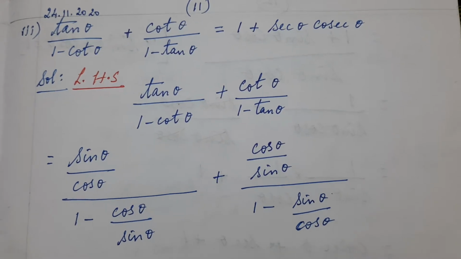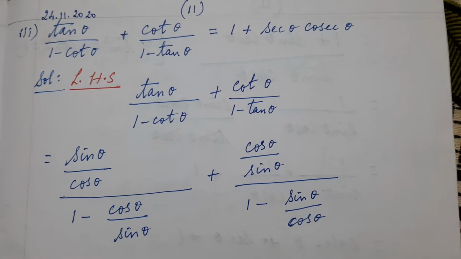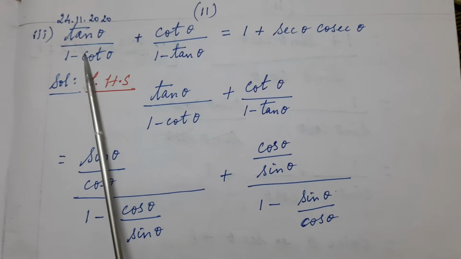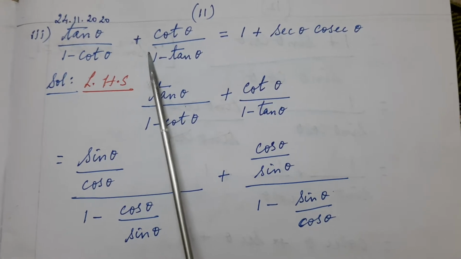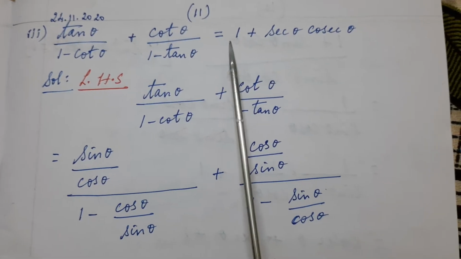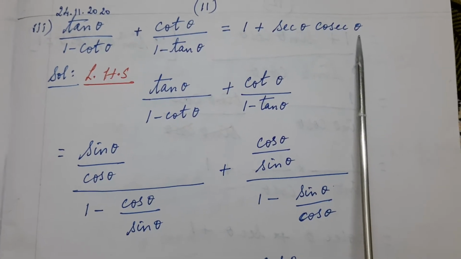Today we are going to solve the fifth problem, third subdivision in exercise 8.4. Prove that tan theta by 1 minus cot theta plus cot theta by 1 minus tan theta is equal to 1 plus secant theta into cosecant theta.